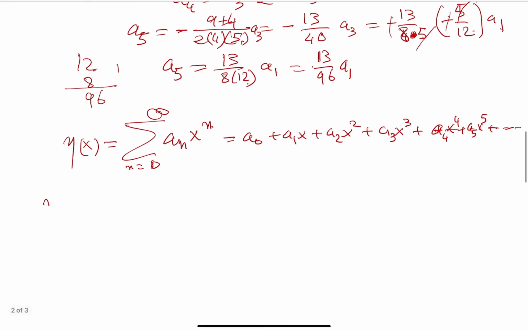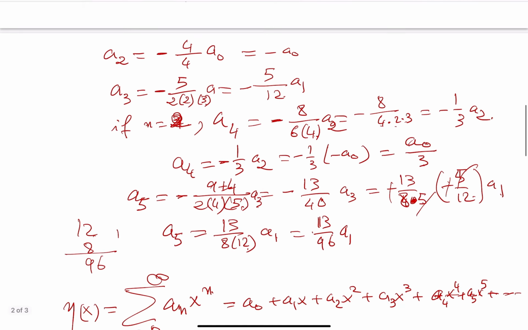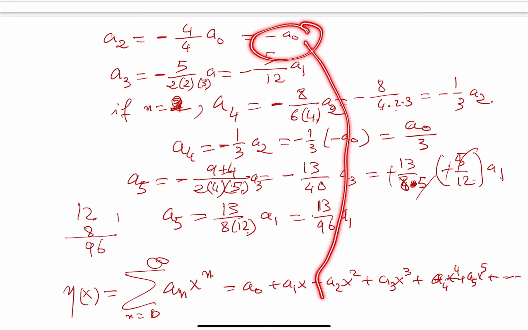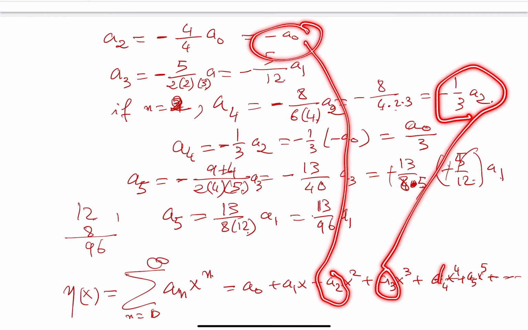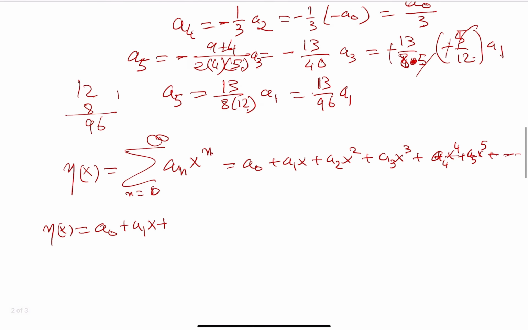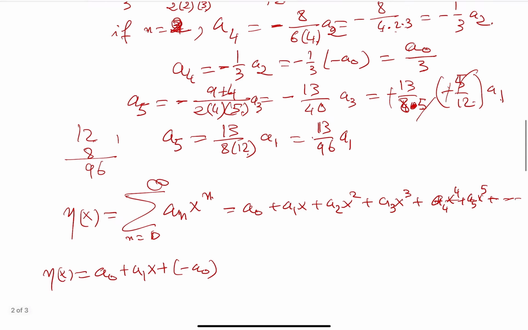So now I have y(x) equal to a0 plus a1x plus a2. If you go here, a2 is just here. That's a2. And if you remember, a3 is right here, a4 is right here. And just replace it, that's it. And a2 is negative a0, parentheses, negative a0. I just want you to understand the process, that's all.